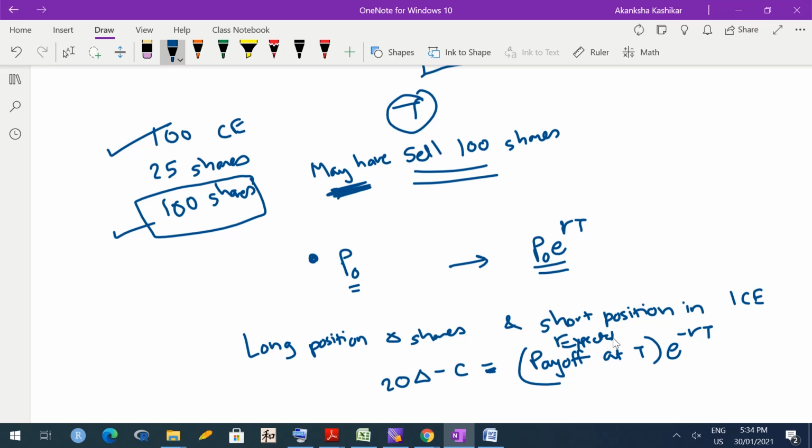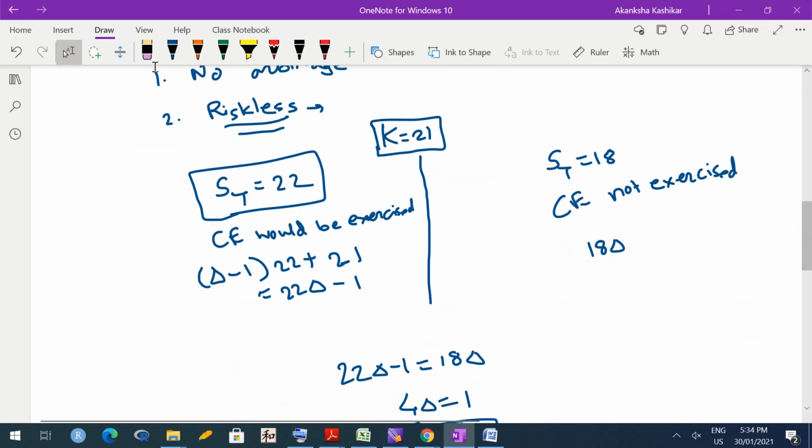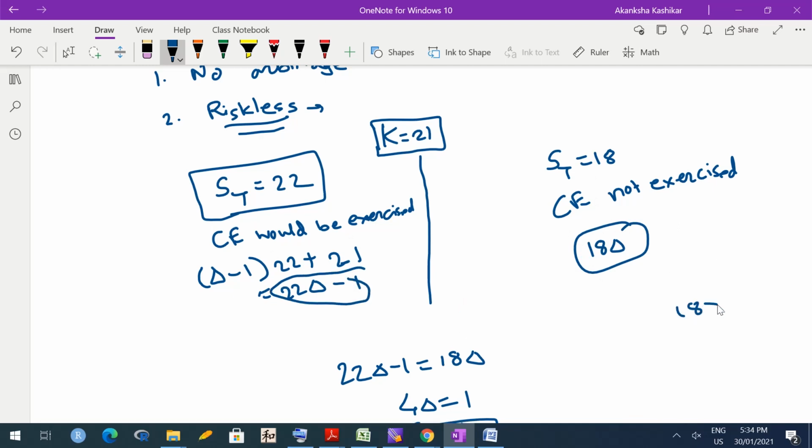I'm just writing the same thing. So P naught should become P naught e raised to RT. So P naught should be the payoff times e raised to minus RT. Now we just derived value of delta, so let us substitute that value of delta in any of these. So we know portfolio worth at time capital T. It is either 18 delta or 22 delta minus 1 and we know both these are equal. So 18 into 1/4, this becomes 4.5. I am substituting value of delta. So portfolio worth at time capital T is 4.5.